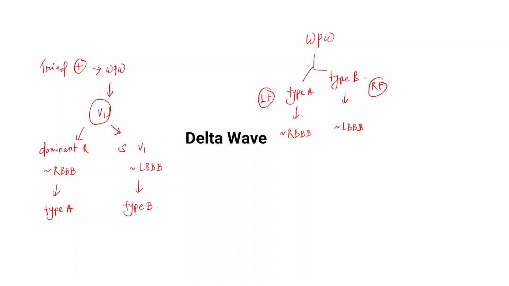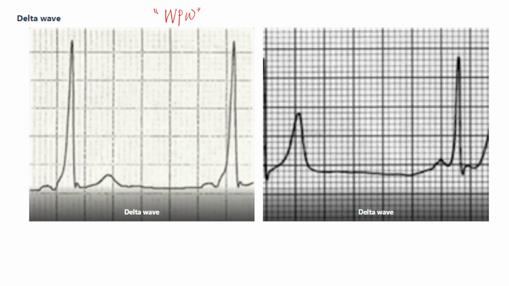So from the ECG itself, you can tell which type of WPW this is and where the accessory pathway is. Type A means accessory pathway is on the left side. Type B means accessory pathway on the right side. So delta wave is classically seen in WPW.